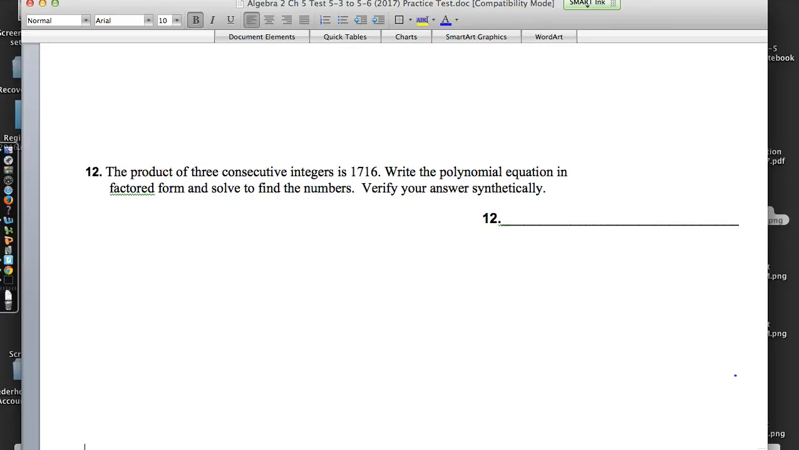The product of 3 consecutive integers is 1,716. Write the polynomial equation in factored form and solve to find the numbers. Verify your answers synthetically. Wait a minute, Madison just asked for one of these right before we were practicing. 3 consecutive integers. First one's x. What are the other 2? x plus 1 and x plus 2.